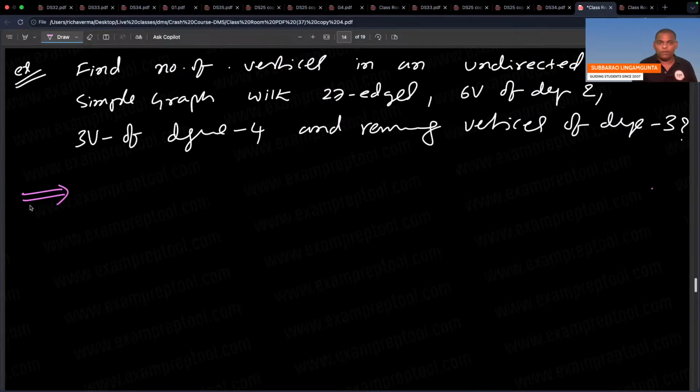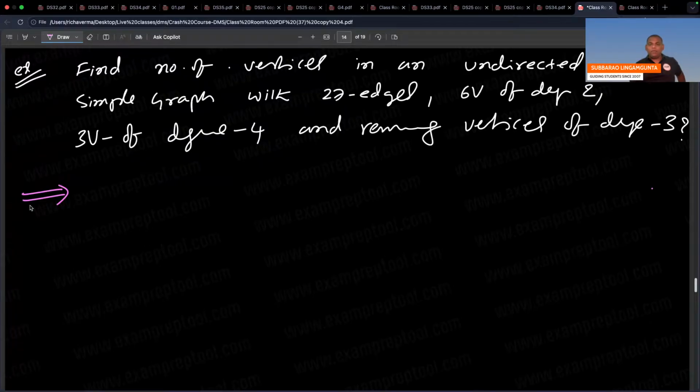Find the number of vertices in an undirected connected simple graph with 27 edges, 6 vertices of degree 2, 3 vertices of degree 4. Remember, this one and binary tree have no relation. Don't link it. There are no children here. There is no binary tree here. So don't link it.